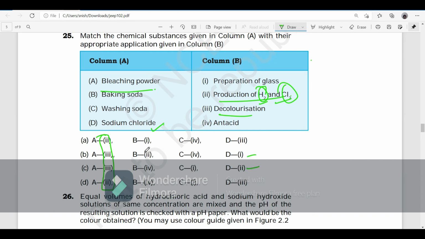Next, talking about B, it is between 2 or 4. Baking soda, is it used in this part or is it an antacid? We know that baking soda is an antacid, so it should be 4. Let's check the rest. C is 1 or 4. Washing soda, is it used in the preparation of glass or as an antacid? Of course, you don't eat washing soda to get relief from any pain, so it should be the first option. And sodium chloride is B. Henceforth, the third option is correct.